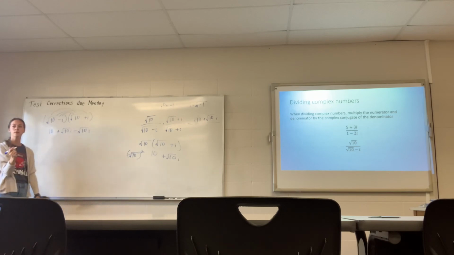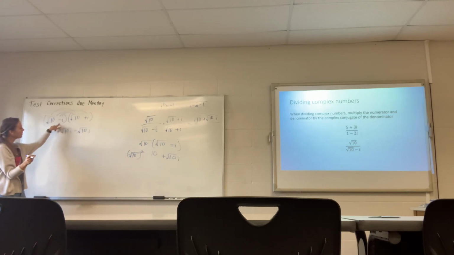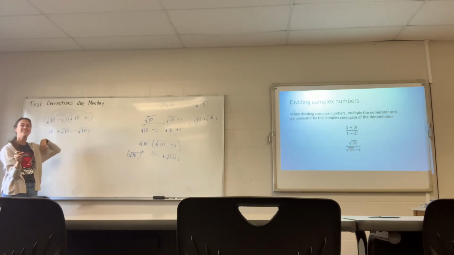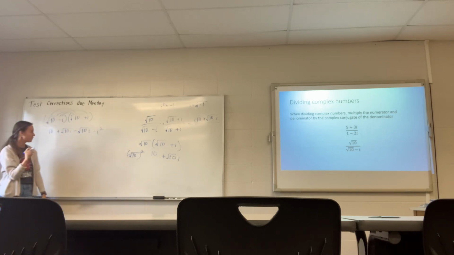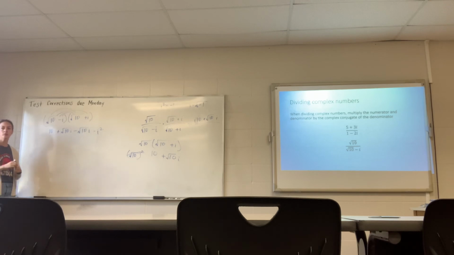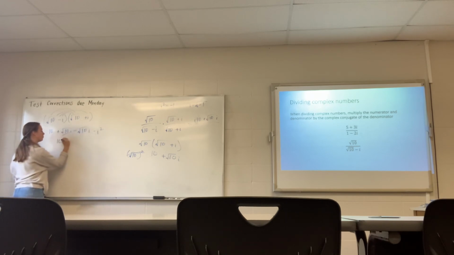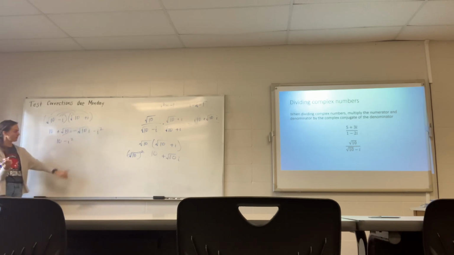Negative i times i would be i squared. Okay, so a negative i squared. So now what happens with these? It cancels. So I just have 10 minus i squared. Now Haley, what can I substitute for i squared? It can be negative 1.